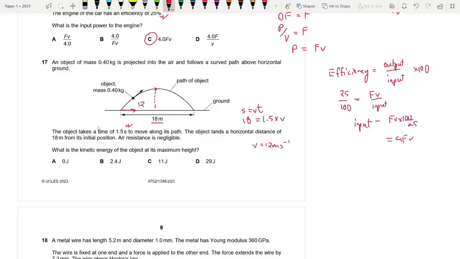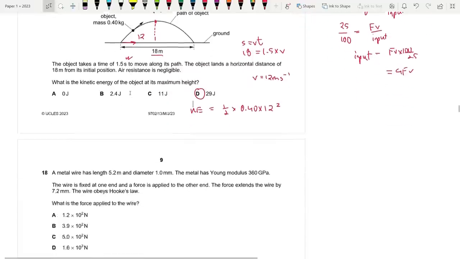Now, kinetic energy at max height. Here, the vertical velocity component is 0. So the KE will be half times mass 0.40 times 12 squared. So 12 squared times 0.4 times 0.5 gives you an answer of 28.8. So the closest answer is D. 17 is D. Okay, number 18.